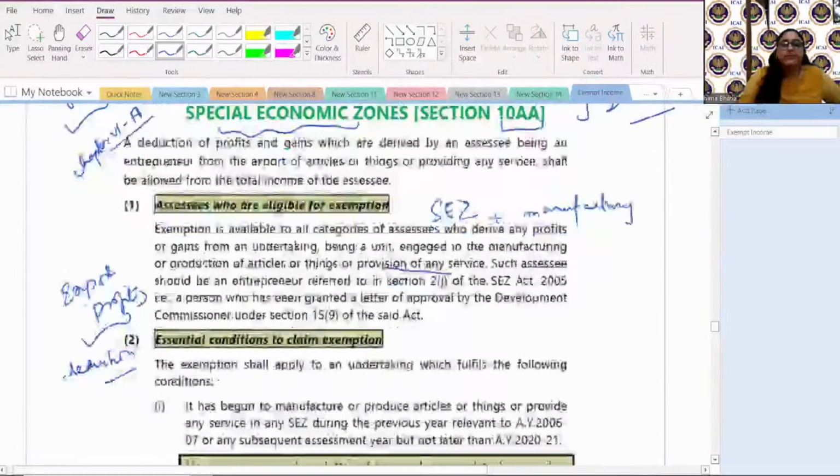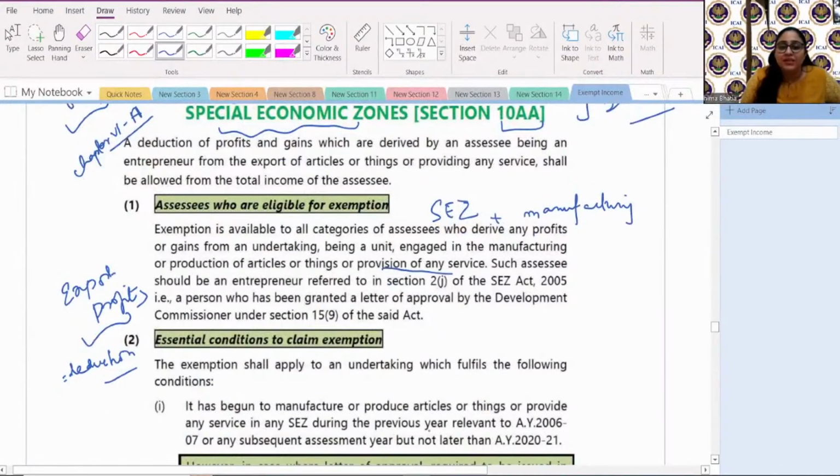What did I say? This is first a deduction section. This is not an exemption section. That means the income would first be taxable, and once it is taxable, a deduction would be allowed from it. Now, what is the deduction criteria? It is only allowed to a unit located in an SEZ and into manufacturing of any product or article or thing, or provision of any services. The deduction is only of the export profits.